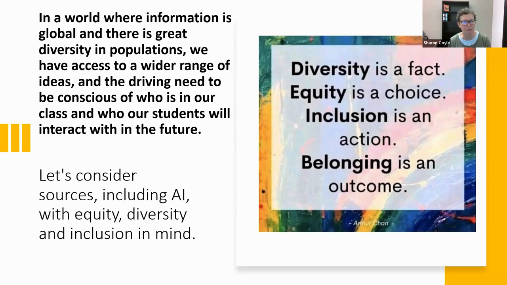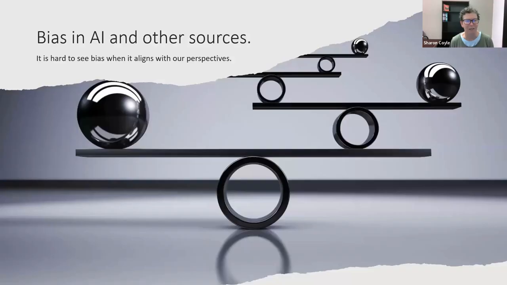So let's consider sources, including AI, with equity, diversity, and inclusion in mind. And Willie, this shout out to you. It's you that found that nice graphic. Diversity is a fact, equity is a choice, inclusion is an action, and belonging is an outcome. It's really well said, and that's shared all over the place on social media. I couldn't find a source for it besides Arthur Chan, who's written in the picture.